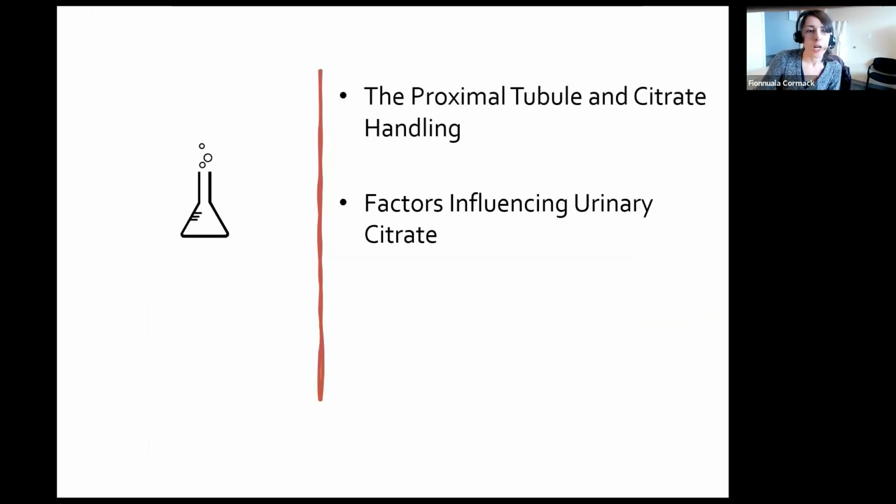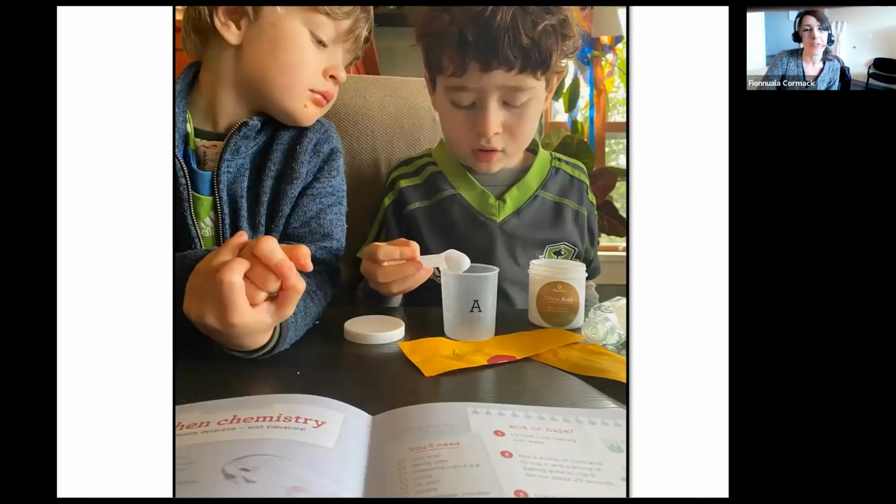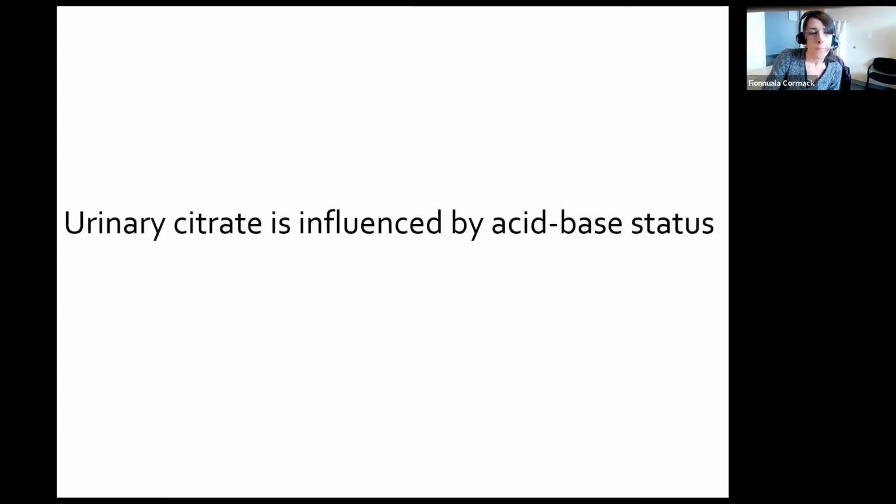All right, so sorry, these slides got a little bit messed up. So we're going to talk about factors influencing urinary citrate, and talk a little bit about chemistry. In these next few slides, I'll talk about different factors influencing citrate excretion and some of the early studies that looked at this. So the upshot of all the studies that have been done is that urinary citrate is influenced by acid-base status.